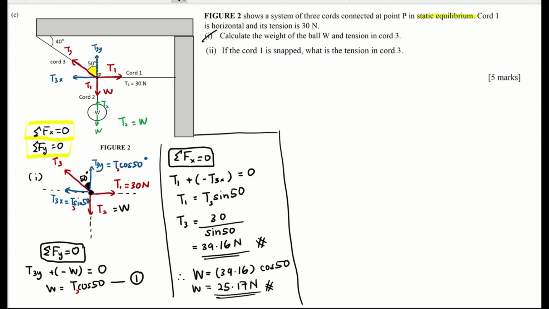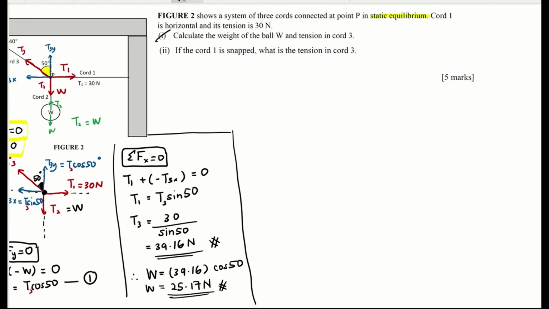Okay, so we proceed to question number 2. If the cord 1 is snapped, what is the tension in cord 3? So, kalau putus, macam mana pula tension in cord 3? Macam mana kita nak buat? Okay, so kalau kita tulis, dia akan jadi macam ni lah.